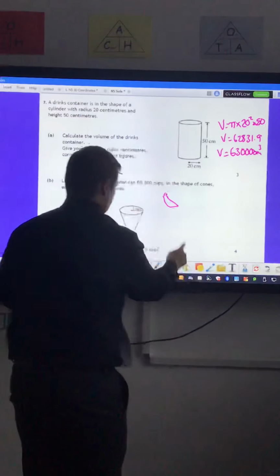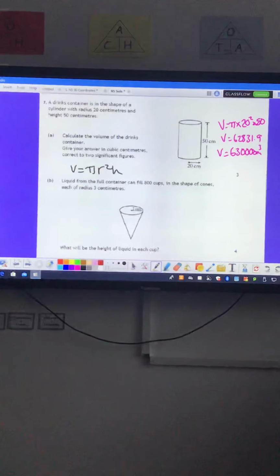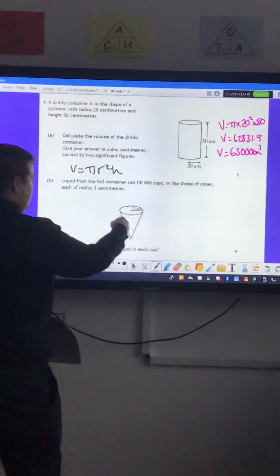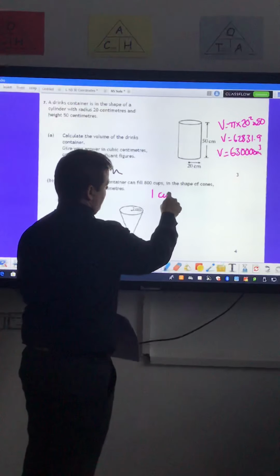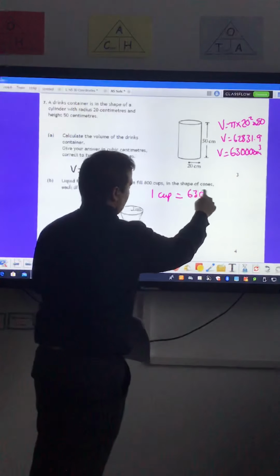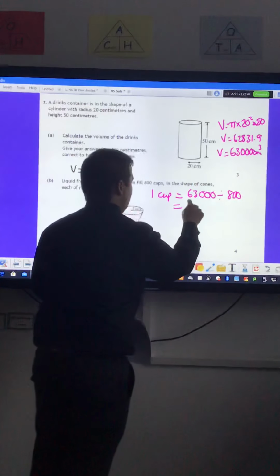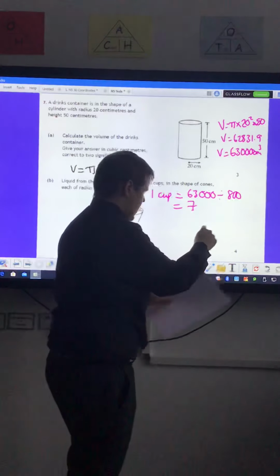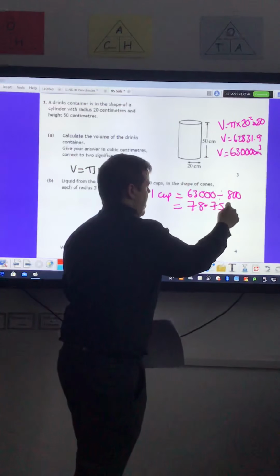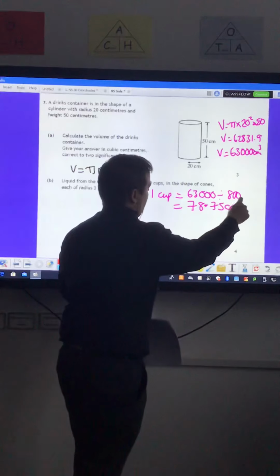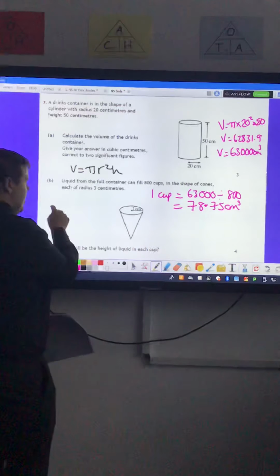Part B, what we're going to do, well, liquid from the full container can fill 800 cups. Right, we'll get 1 cup here that's in a cone, so I'm going to do 1 cup is 63,000 divided by 800, and that gives me 78.75 centimetres cubed.